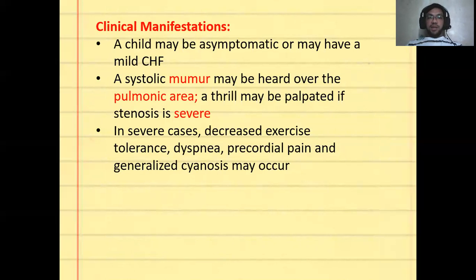Clinical manifestations. Child may be asymptomatic or may have a mild congestive heart failure. Systolic murmur may be heard over the pulmonic area, and a thrill may be palpated if the narrowing is severe or stenosis is severe. In severe cases, there's decreased exercise tolerance, dyspnea, precordial pain, so they're going to feel chest pain, and generalized cyanosis may occur.